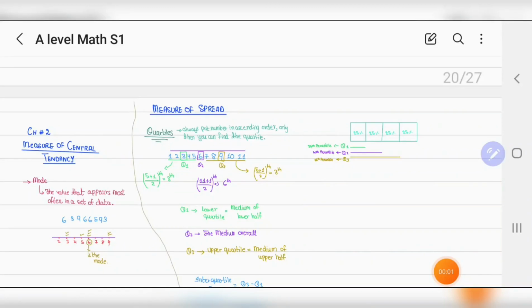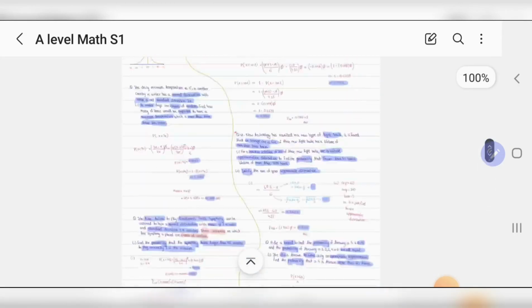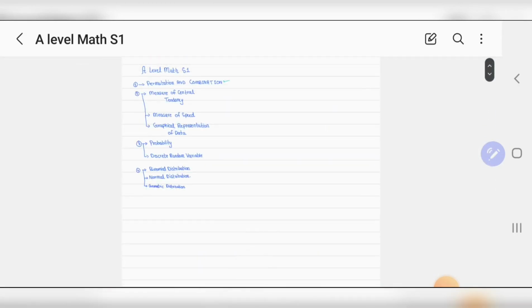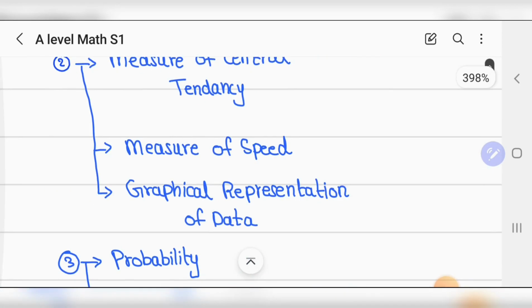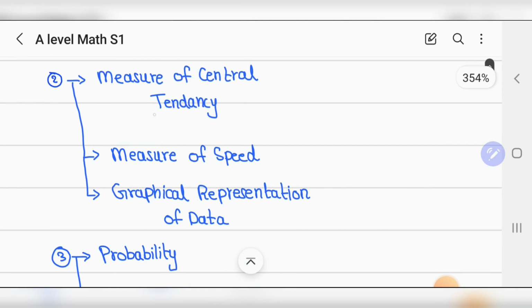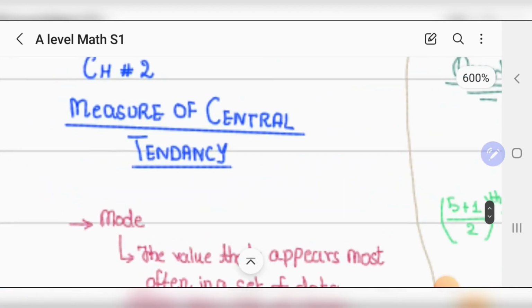Welcome back. This is A level math S1, and today we're going to start with chapter 2. In the previous video, we already did chapter 1, which is permutation and combination. Now we're going to move on to chapter 2: measure of central tendency, measure of spread, and graphical representation of data. So let's start.